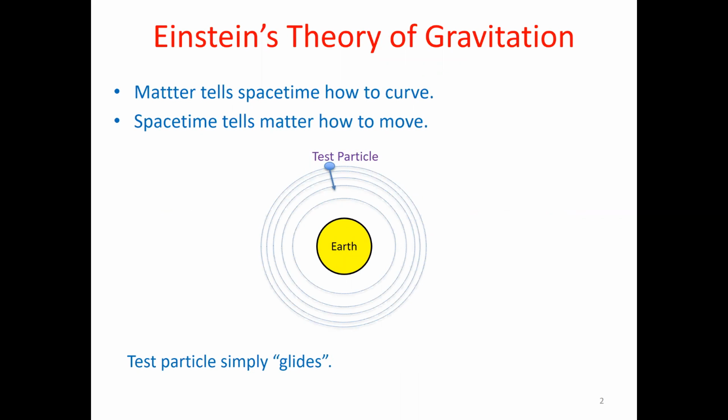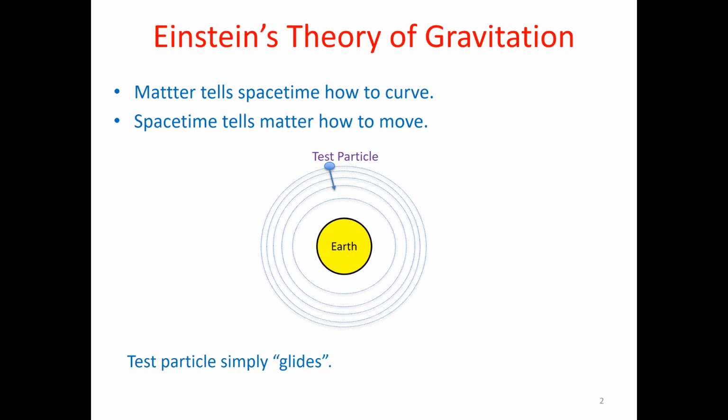Let me first quickly review Einstein's theory of gravitation, which can be summarized in two statements. First, matter tells space-time how to curve, and then space-time tells matter how to move. For example, the Earth causes space-time curvature around it. A test particle placed above the Earth is not aware of the space-time curvature. It travels at a uniform speed in its locally inertial frame, that is traversing equal distance in equal time.